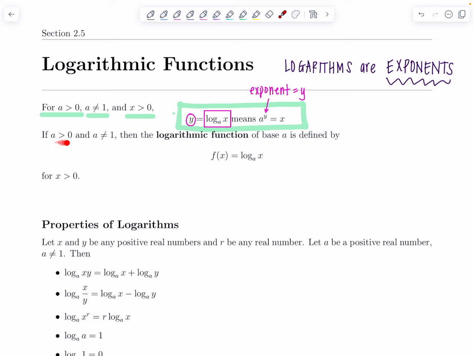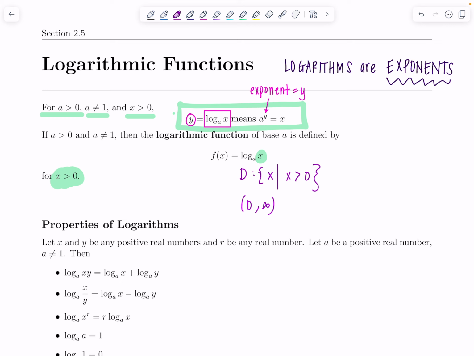Now, if a is greater than 0 and a is not equal to 1, then the logarithmic function of base a is defined by the following: f of x equals log base a of x for x greater than 0. It's important to keep in mind this domain restriction on all logarithmic functions. So the domain is all x's such that x has to be strictly greater than 0. If you were to write this in interval notation, it would be 0 to infinity, like that.